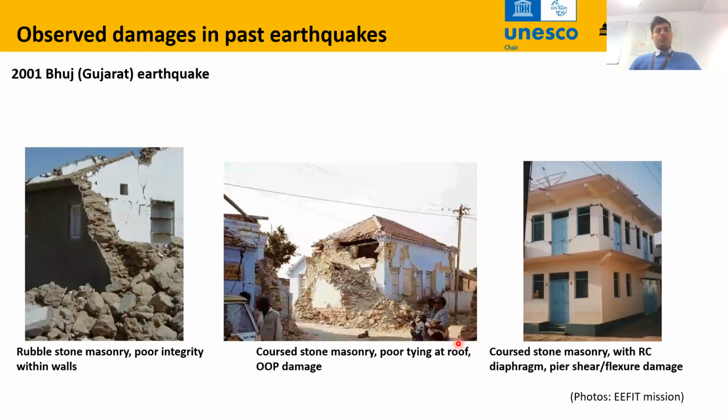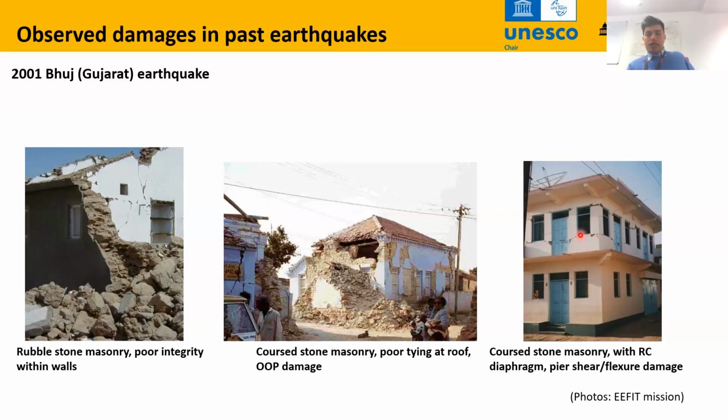So we will now see some of the past earthquakes and the masonry building damage we have observed, and we will try to identify recurring deficiencies and therefore recurring failure patterns. For example, this is from the 2001 Gujarat earthquake. Rubble stone masonry. Here you can see the wall failure, so poor integrity within the walls. Here you can see some portions at the uppermost part of these walls have fallen down, indicating poor restraint provided by the horizontal structure to the roof.